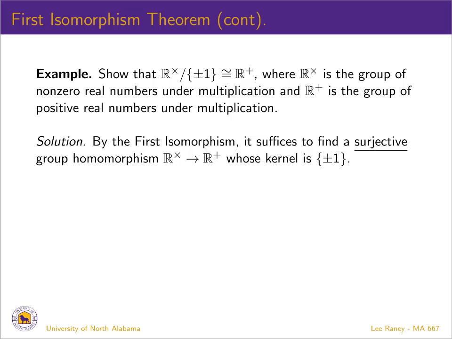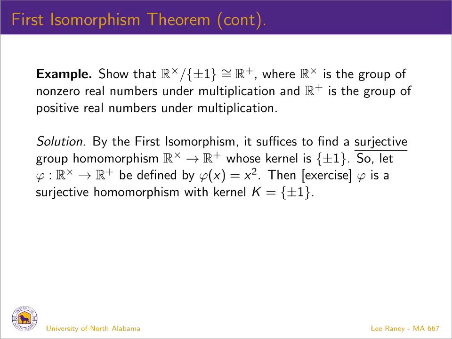And so by our first isomorphism theorem, if we want to show that this quotient group is isomorphic to R plus, one way we could go about that is to try to find a surjective group homomorphism from R cross to R plus whose kernel is plus or minus 1. Because if you have such a homomorphism, then R cross mod the kernel of that homomorphism is isomorphic to the image, but if the map is surjective, then the image is all of R plus.